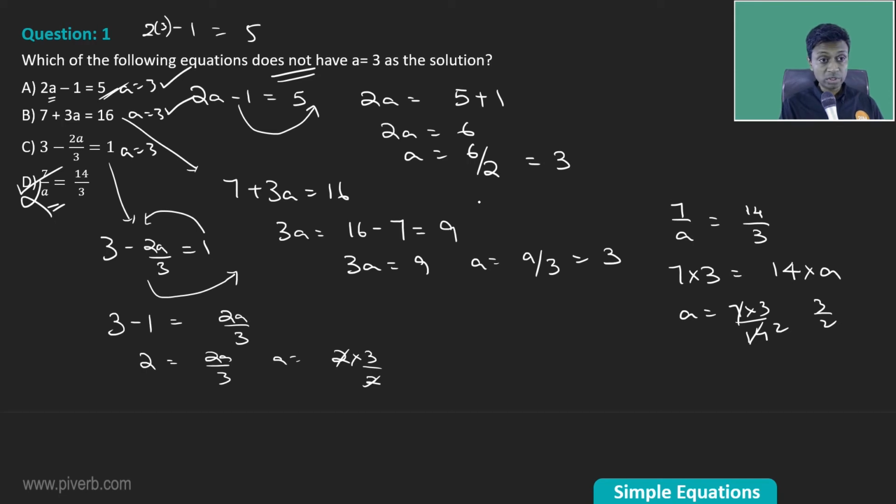All we have got to do is substitute A equal to 3 and then see if the equation works. So 7 plus 3 into 3, 3 minus 2 into 3 by 3, 7 by 3 equals 14 by 3. If it works, then A equal to 3 is a solution. If it does not work, if the left hand side is not equal to the right hand side, then A equal to 3 is not the solution.